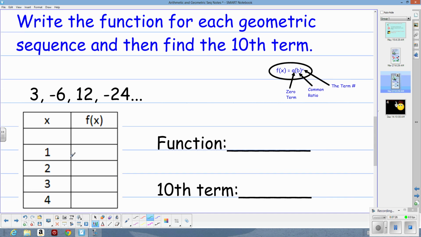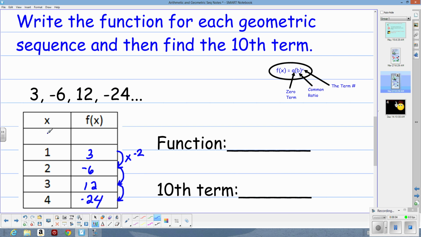So in this example, I'm going to start by filling out the table. The first term is 3, the second term is negative 6, and then 12, and then negative 24. What do you multiply by to go from 3 to negative 6? Well, you multiply by negative 2. Let's check and make sure that's true as we go through here. Negative 6 times negative 2 is positive 12, and 12 times negative 2 is negative 24. Another way to figure that out is to take a term and divide it by the one in front of it. So negative 6 divided by 3 is negative 2.